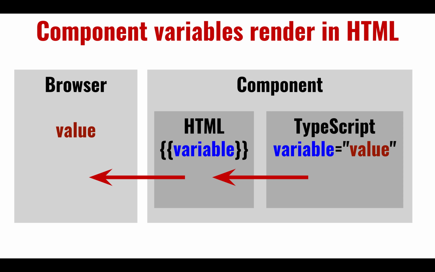So the data flows as follows. The component manipulates a particular variable in TypeScript, and that can be referenced in the double mustache in the HTML, which gets rendered with the actual value of that variable in the browser, dynamically in the DOM.